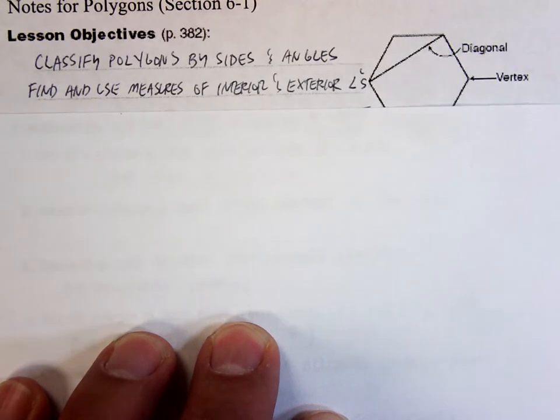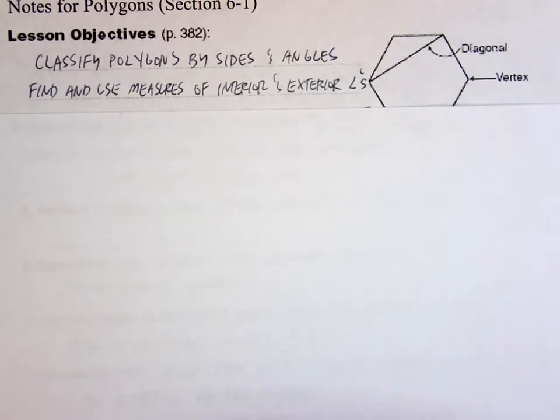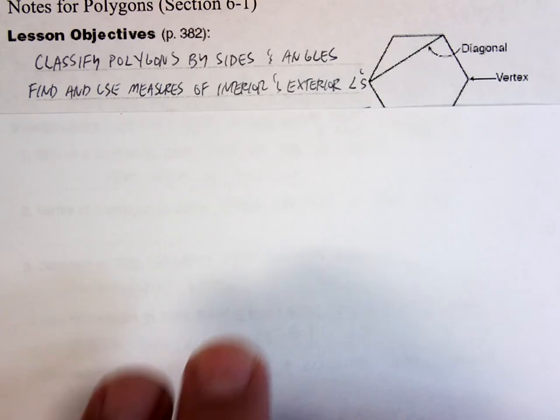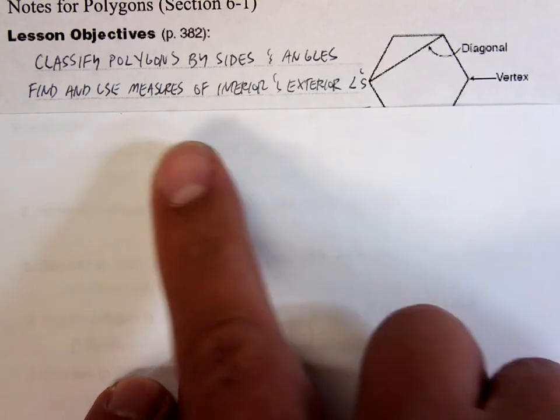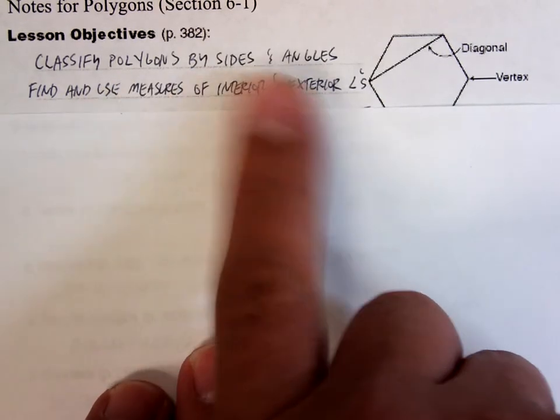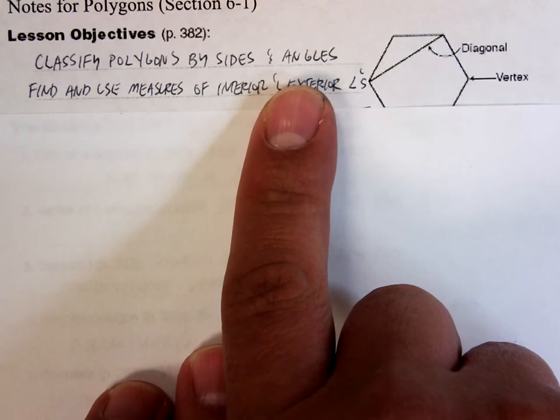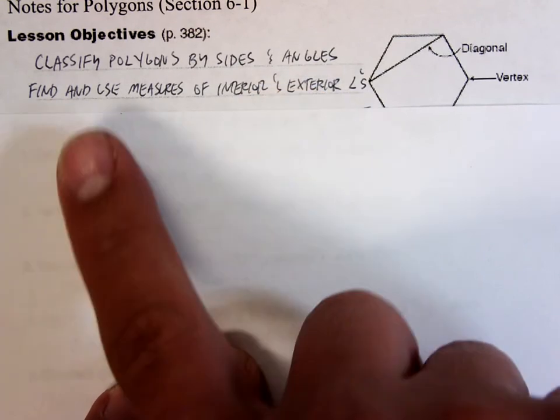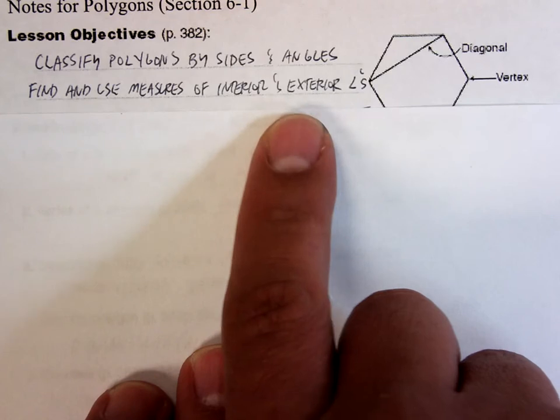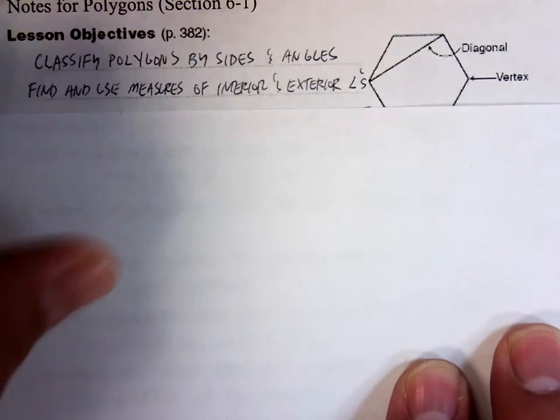Okay, we're talking about 6-1, Polygons. Very typical geometry lesson, very, very heavy on the vocab. We're going to talk about our objectives. We're going to classify polygons by sides and angles. Most of that will be reviewed for most of us. And then we're going to find and use measures of interior and exterior angles.